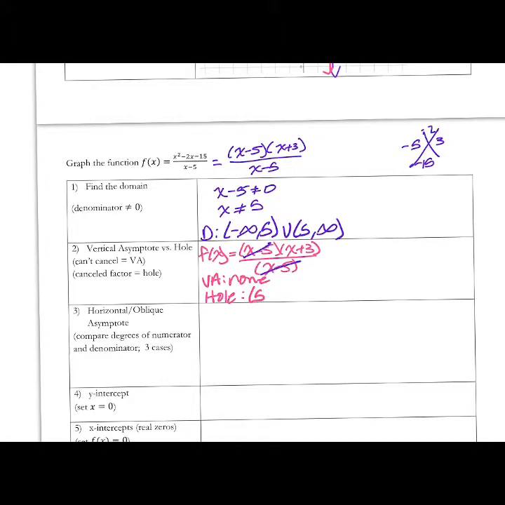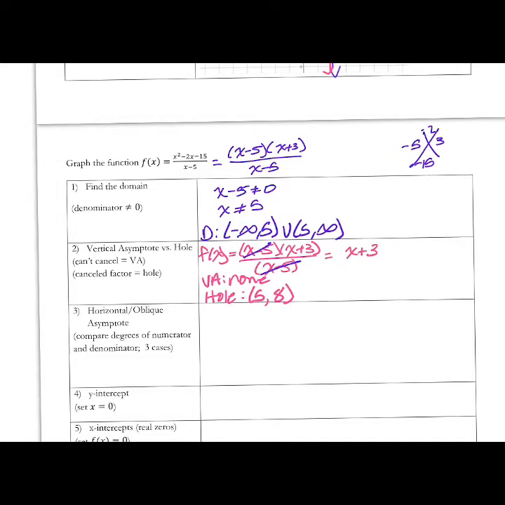So now I'm going to plug it in and see what I get, right? I can either plug it into my simplified equation, which happens to be x plus 3, or I can plug it into the regular equation. Plugging in the simplified one is a little easier. It's 8. So I have a hole at 5, 8. And now we want to find the horizontal or oblique asymptote.